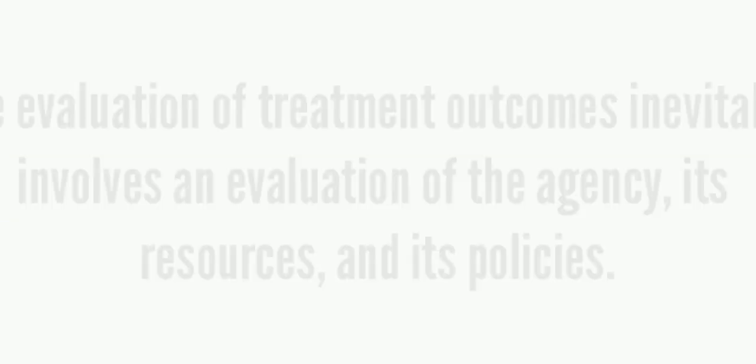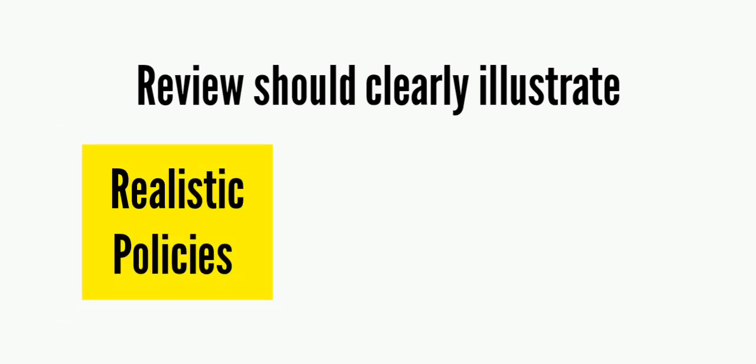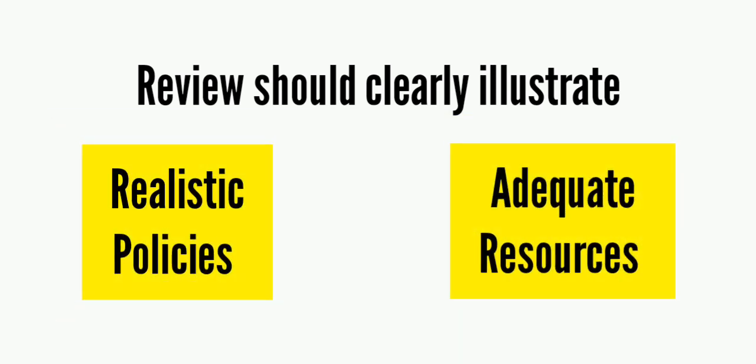The sixth process is the evaluation. The evaluation of treatment outcomes inevitably involves an evaluation of the agency, its resources, and its policies. The review should clearly illustrate whether its policies are realistic and whether its resources are adequate to achieve the objective for which it was established.